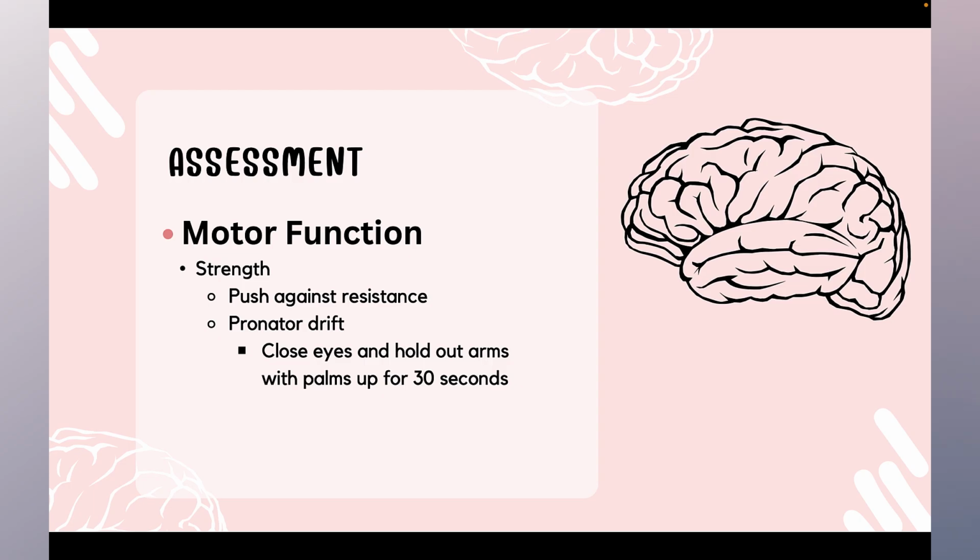Something else that you could do is assessing for pronator drift. How we do this is we have the patient hold their arms out and close their eyes, and then have them place their palms up for 30 seconds. If one arm starts to drift down and that palm starts to turn in, then they have a positive pronator drift, and that indicates a problem with their motor cortex on the opposite side. So if the right arm does it, then there's an issue on the left side of their brain, and vice versa.